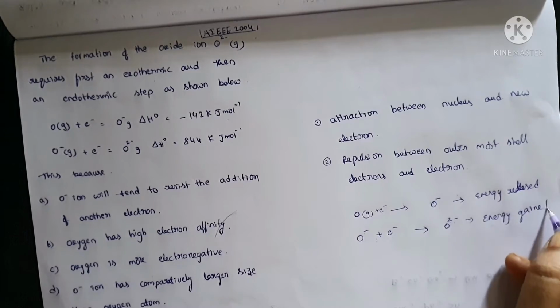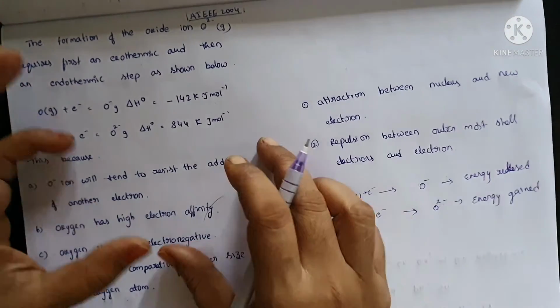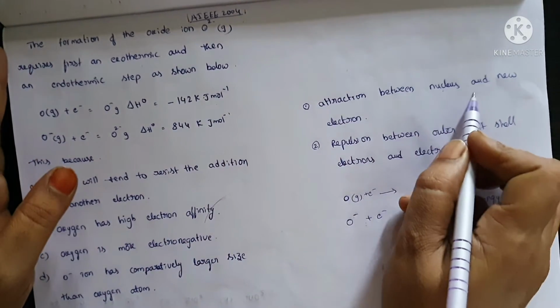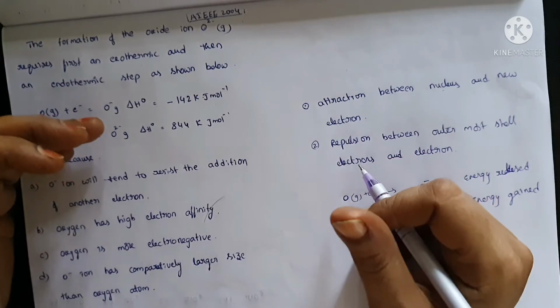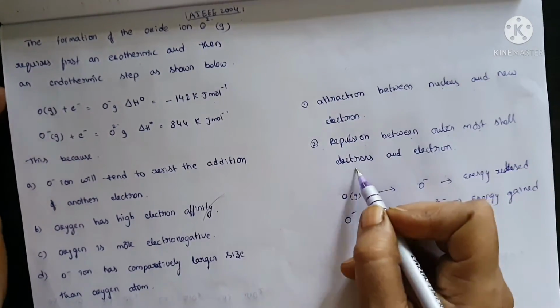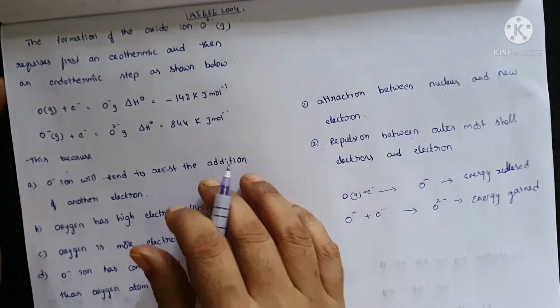Why the difference? Because here there are two forces. The first one is attraction between the nucleus and the new electron, and the second one is repulsion between the outermost shell electrons and the new electron. How it happens, we will go through that.